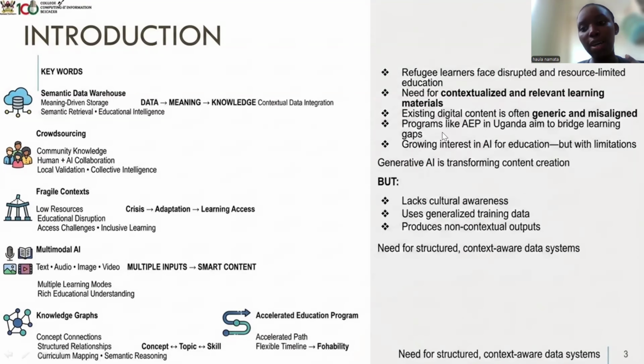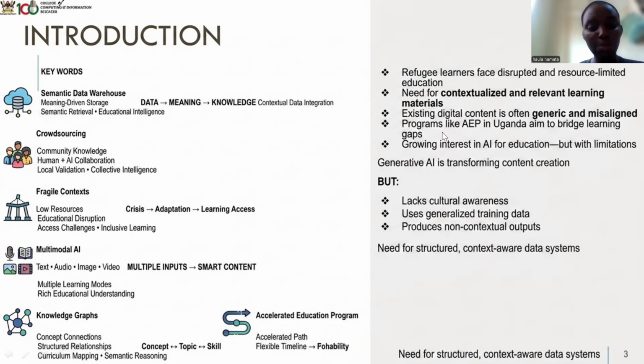Moving on to the introduction, let me start by explaining the keywords of our project. A semantic data warehouse is one that is enhanced with meaning and relationships between the data and the metadata, the ontologies, and the semantic models. When you use such a warehouse, it helps systems understand the data context and improves querying, integration, as well as analytics.